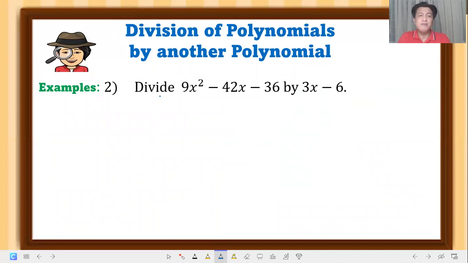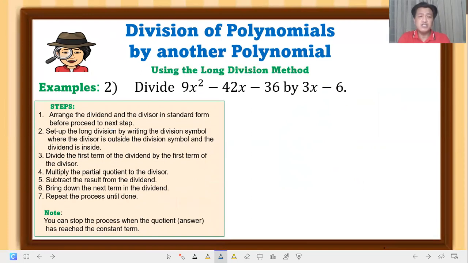Okay, number 2 example. I have here, divide 9x squared minus 42x minus 36 by 3x minus 6. Okay, di ba sabi doon, using the long division method. Step 1, you have to check. I-arrange muna natin yung kanilang exponent, di ba? Kailangan naka-standard form. Check natin. 2, 1, 0 to. Tapos ito ay 1, 0. Okay, pag constant kasi automatic 0 yung degree niya or yung exponent. Okay, meaning to say, check na yon, naka-arrange na siya sa standard form.